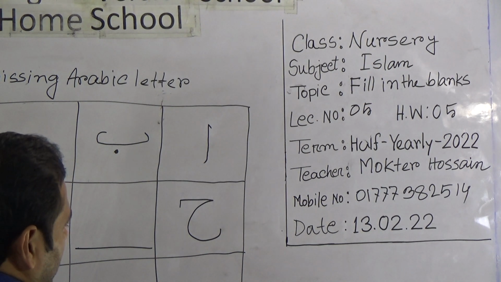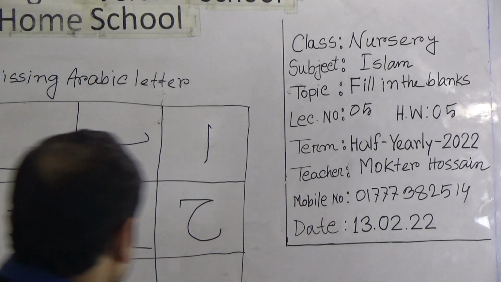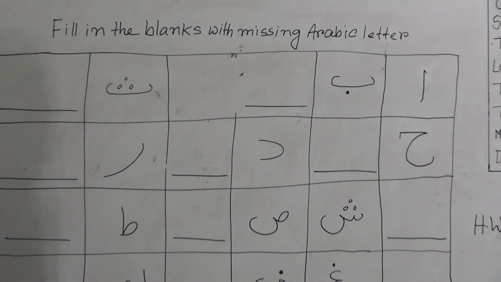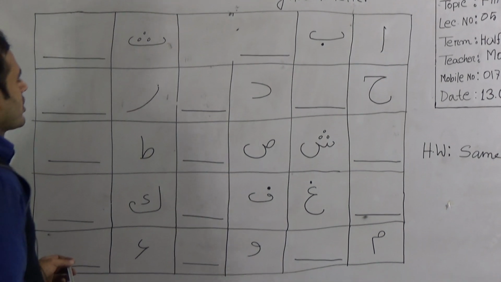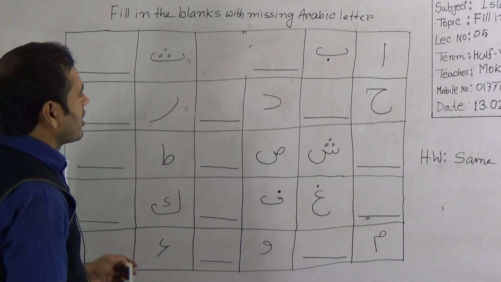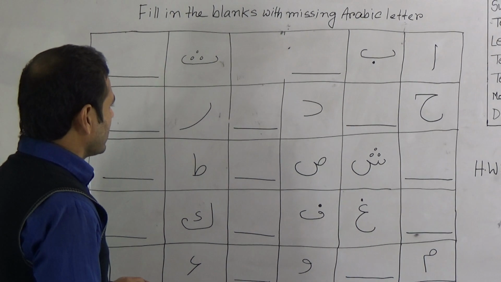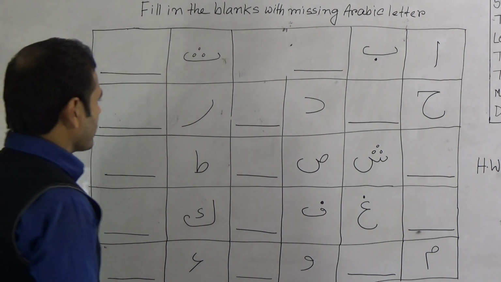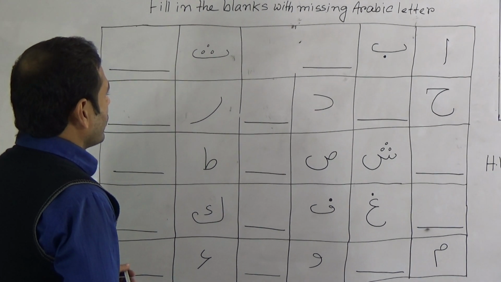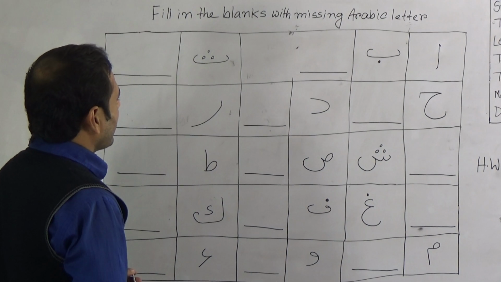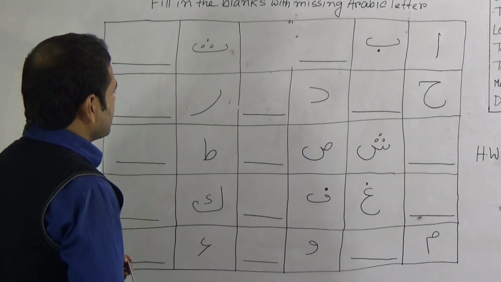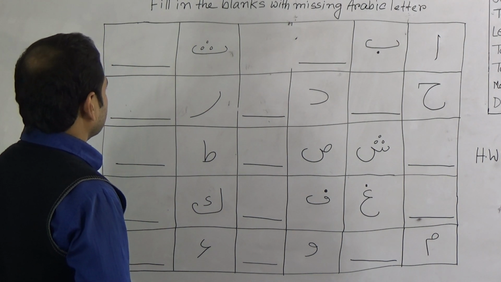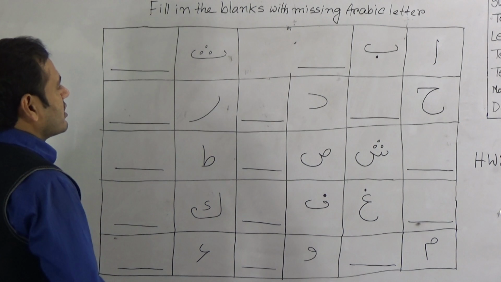This is my mobile number and today's date. So dear students, let's start our today's topic. Before starting, I would like to say that in the previous classes, you have learned how to write the Arabic alphabet and how to pronounce it. But today, we will fill in the blanks. That means there are some letters missing, so we have to write the missing letter. And some letters are given here.